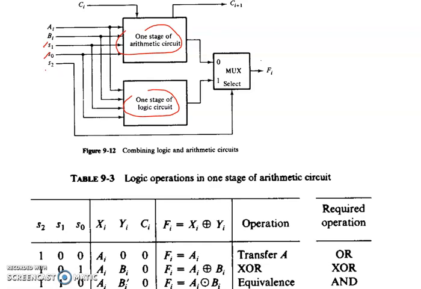And one selection input, that is S2, helps in determining which circuit is to be chosen, either the arithmetic circuit or the logic circuit. With the help of a multiplexer, it will take the input and perform the operation of the arithmetic circuit or the logic circuit. This is one form of arrangement.